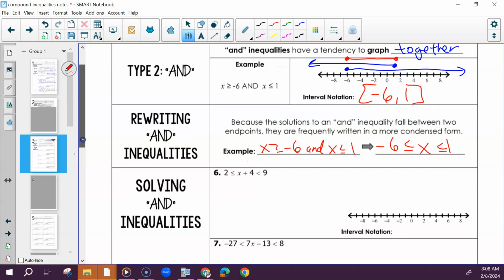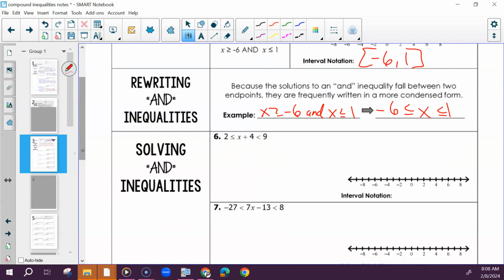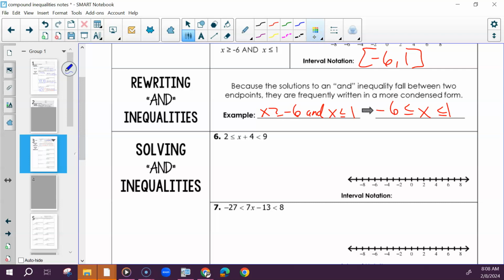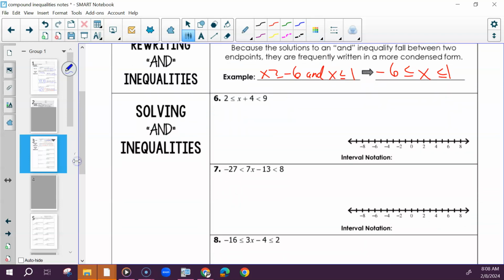And when we solve our inequalities, they're going to be in that format so that we can have that as a final answer. But I'm also going to show you how, if you wanted to solve them separately, you can do that. So for number 6, if we were to solve this, we're trying to get x by itself in the middle. So get rid of 4, but subtract it from everything, from all the sides.